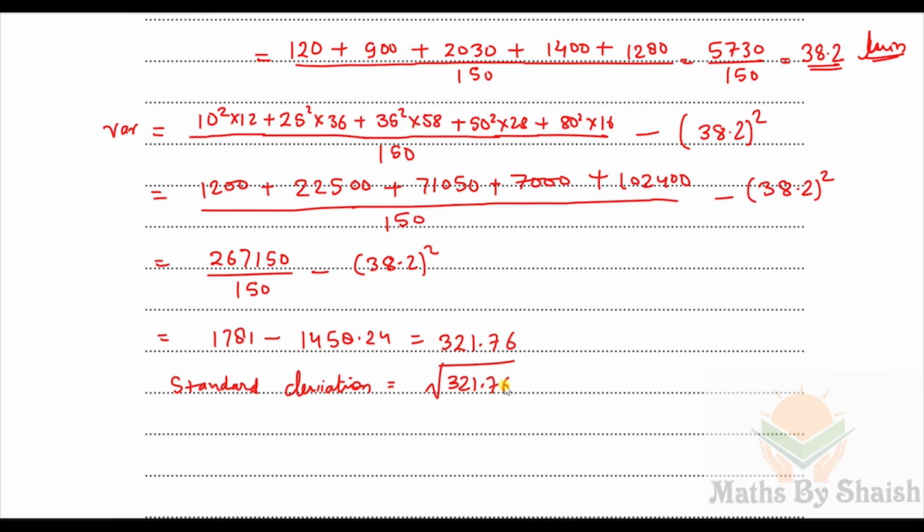So the square root of this value is 17.937 and so on, so it would be 17.9 minutes. That is going to be the standard deviation. So that was the question. Let's do the next question now.